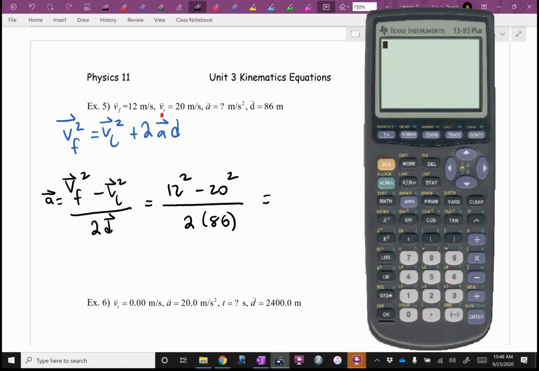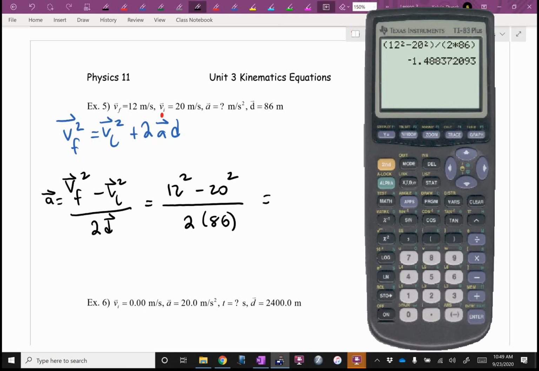So, clear it. Bracket 12 squared minus 20 squared, close off the top, divided by bracket 2 times 86. Close off the bottom. I'm expecting a negative answer. Do you get negative 1.4883? Yeah. I'll call it negative 1.49.